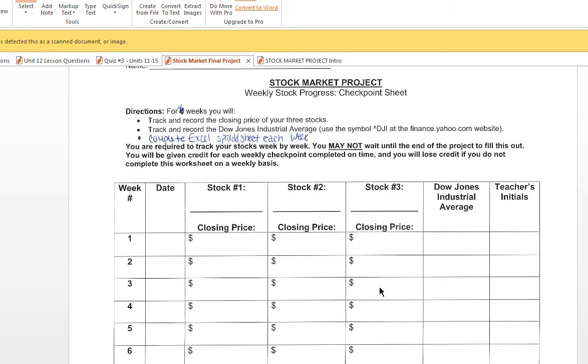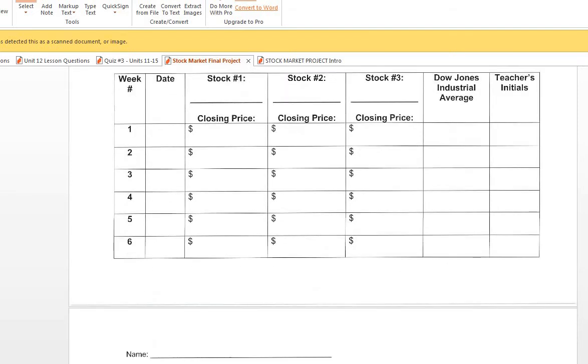Now, another thing is this only allows you to do 3 stocks. So the following page from this is to allow you to put the 4th stock's information in for each week. That is what this next page is for.